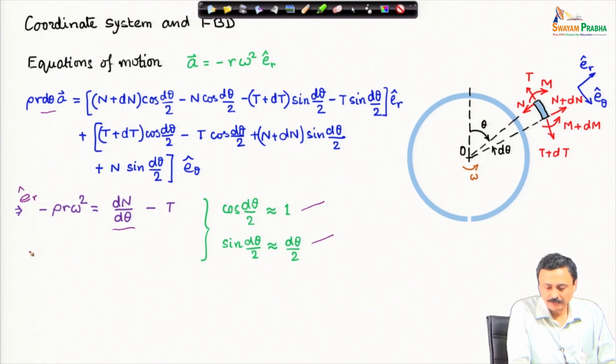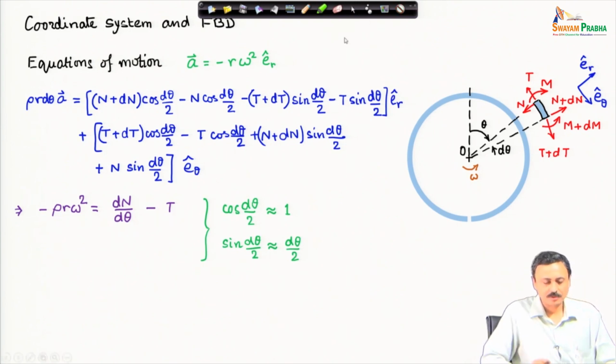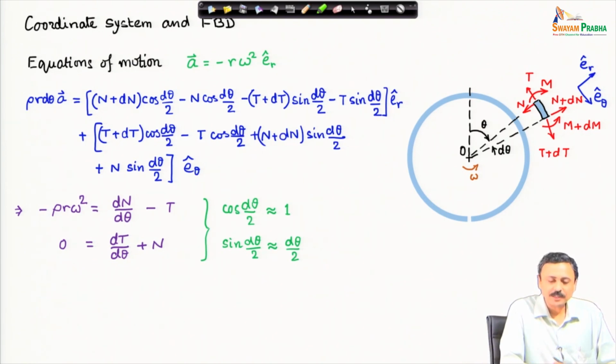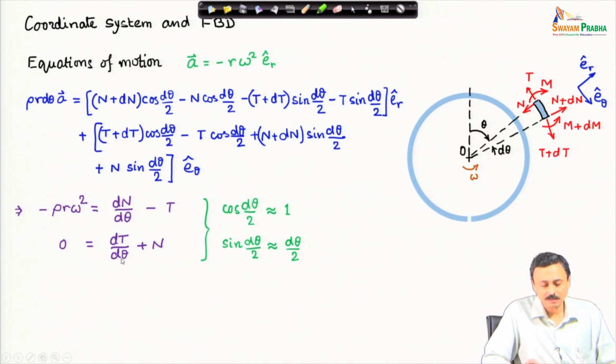Then what we have is the equation of translational dynamics in the e_r cap direction. In the e_theta cap direction, on the left hand side we do not have any acceleration, because there is no tangential acceleration, no Coriolis, etc. And from the right hand side we get dT/dθ plus N equal to 0.